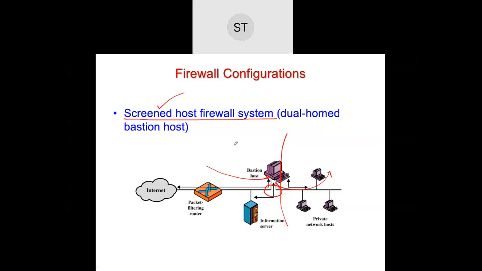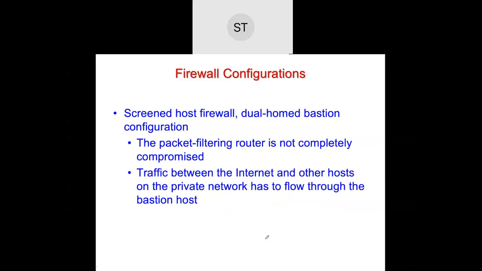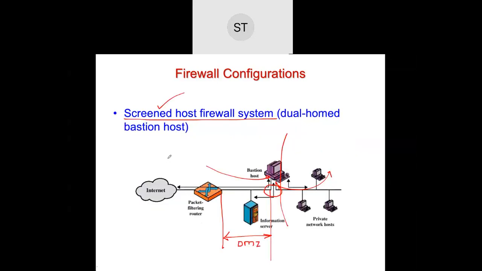And again, this particular area where I'm keeping my servers is the zone created for the server area, the DMZ. So the packet filter router is not completely compromised. Traffic between the host and the private network has to pass through the Bastion host. So I can put a different IP configuration here.